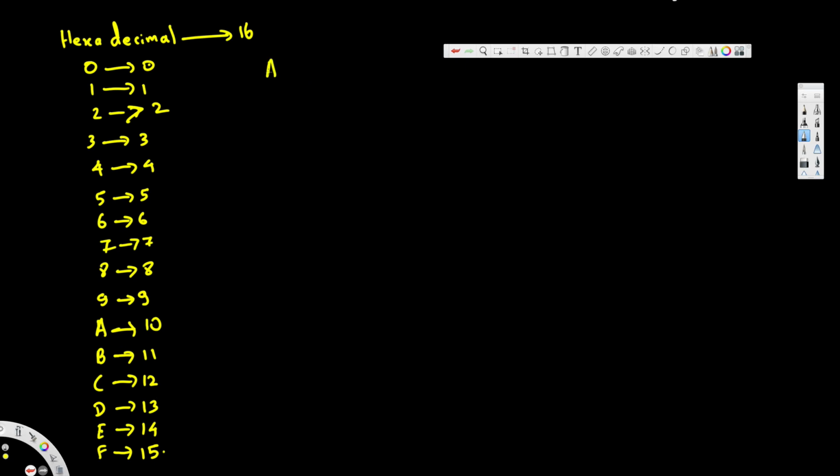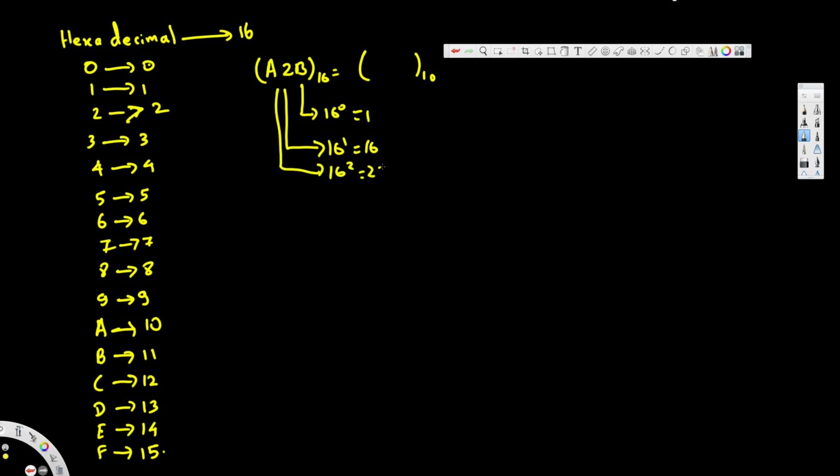Now let's say we have A 2 B and the base is 16. Now let's see how to convert this one into decimal. 16 power 0 is 1, and 16 power 1 is equal to 16. 16 power 2 is equal to 256. Now 16 power 0 is 1. 1 times B is what? B is representing 11. So 1 times 11 plus 2. I'm just converting this one into decimal.